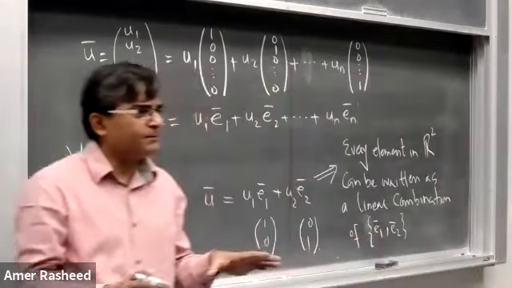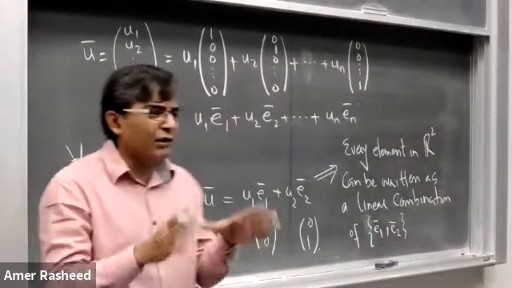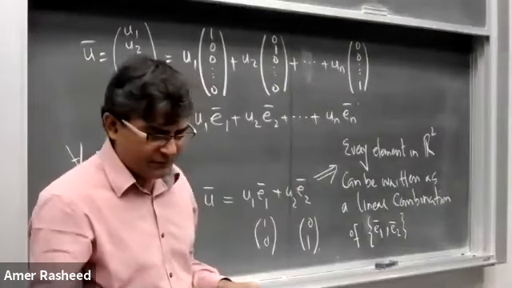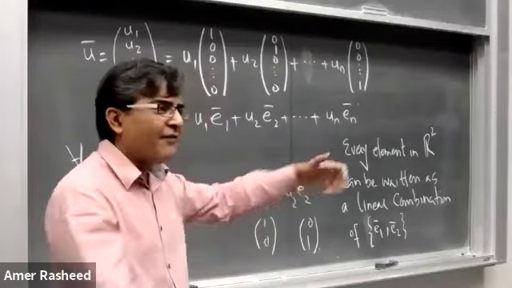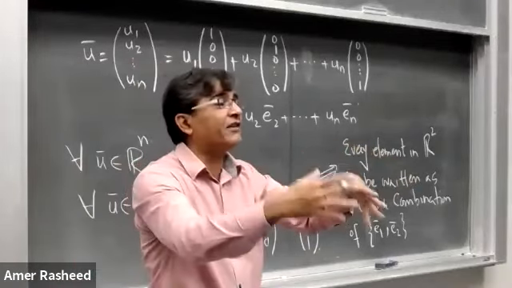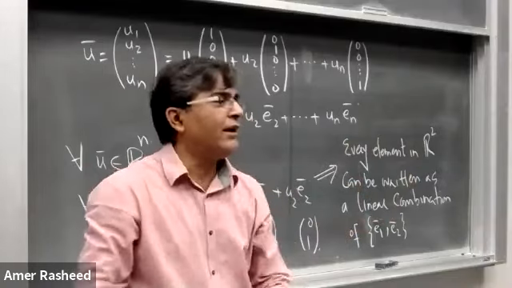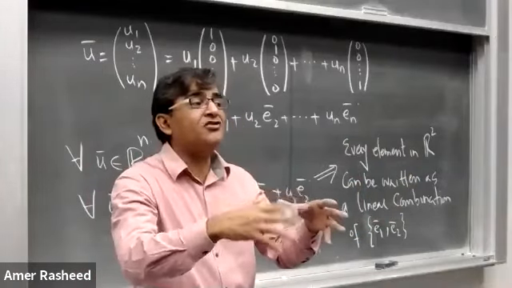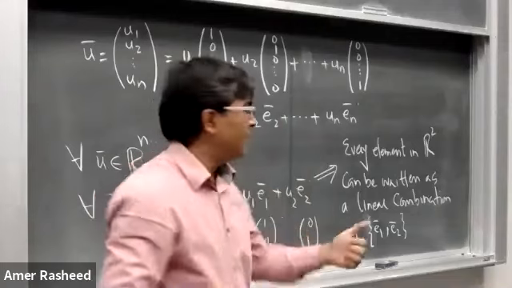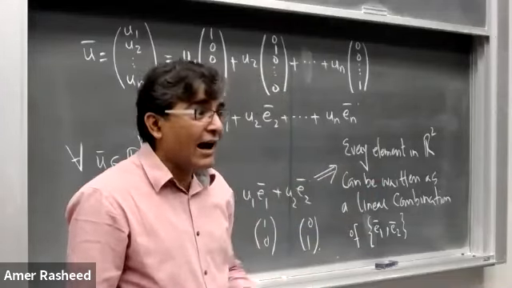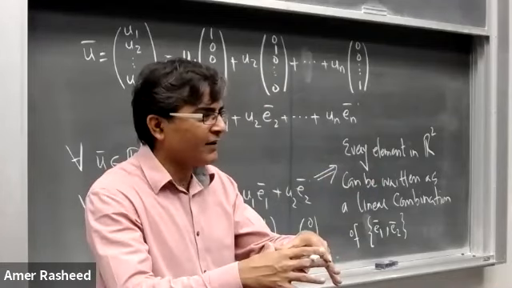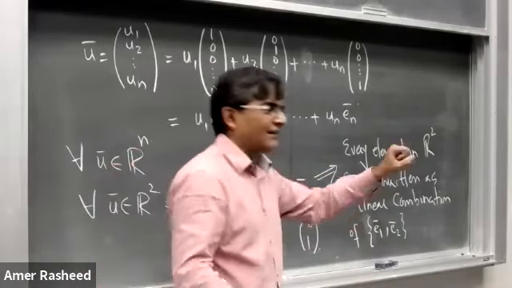You agree with this? Now I'm going to tell you a very confusing statement which you need to concentrate on. What does it mean? Every element of R2 can be written as a linear combination of E1 and E2. It means R2 can be generated with these two vectors. R2 can be generated with the help of these two vectors.